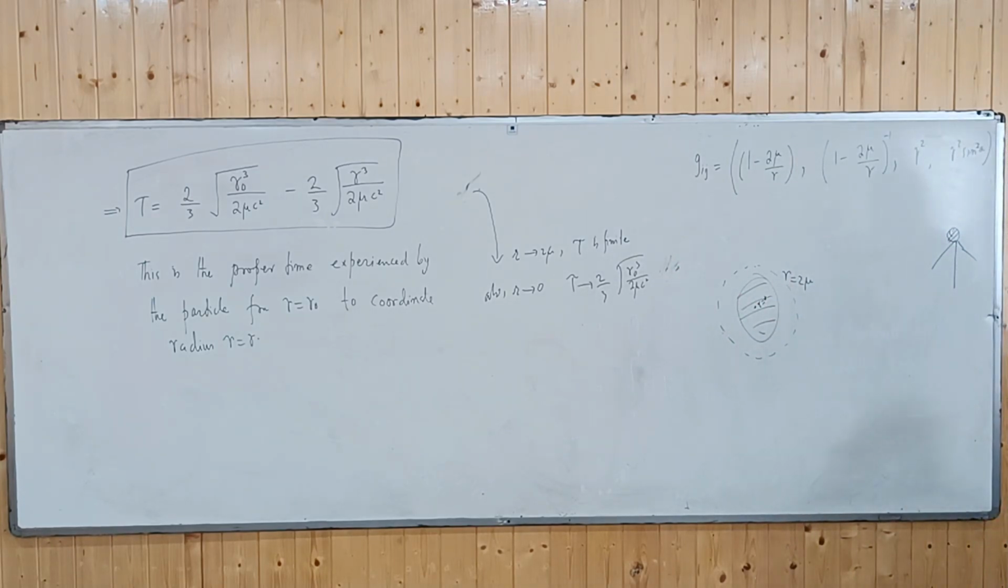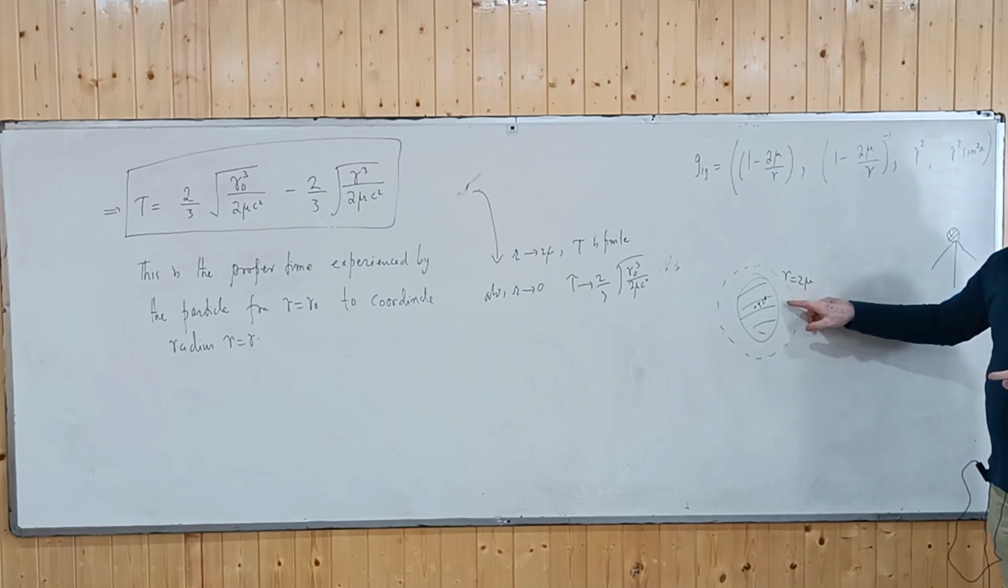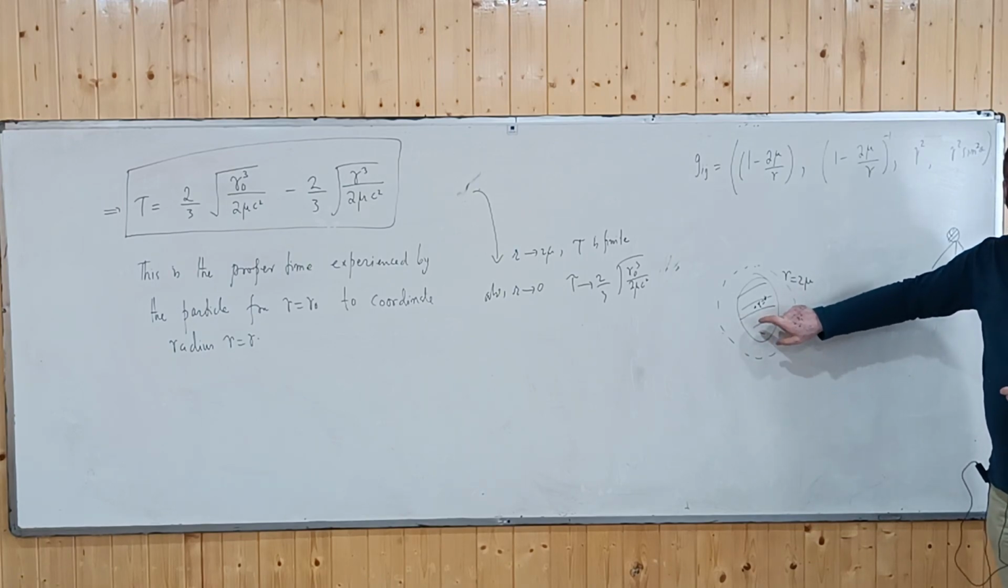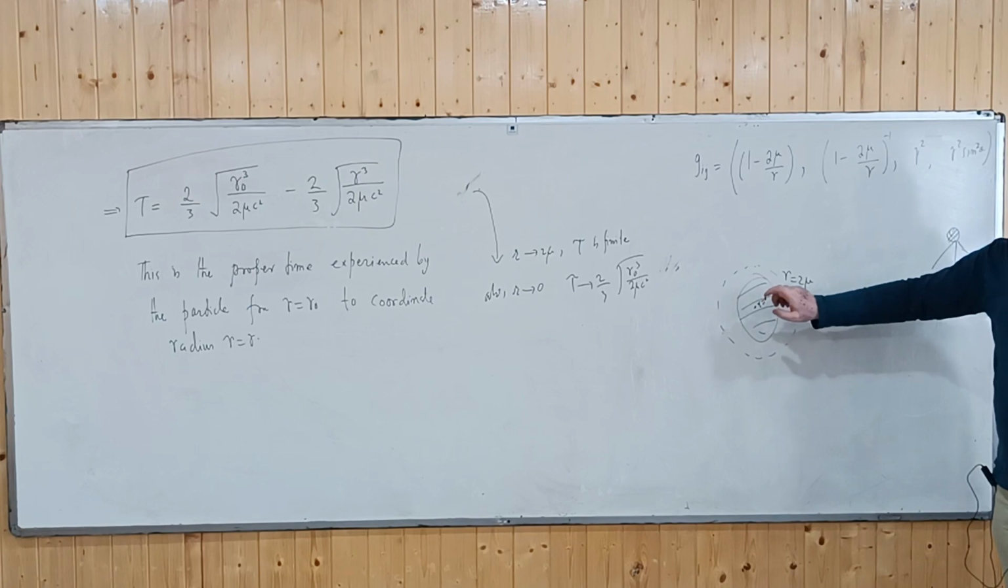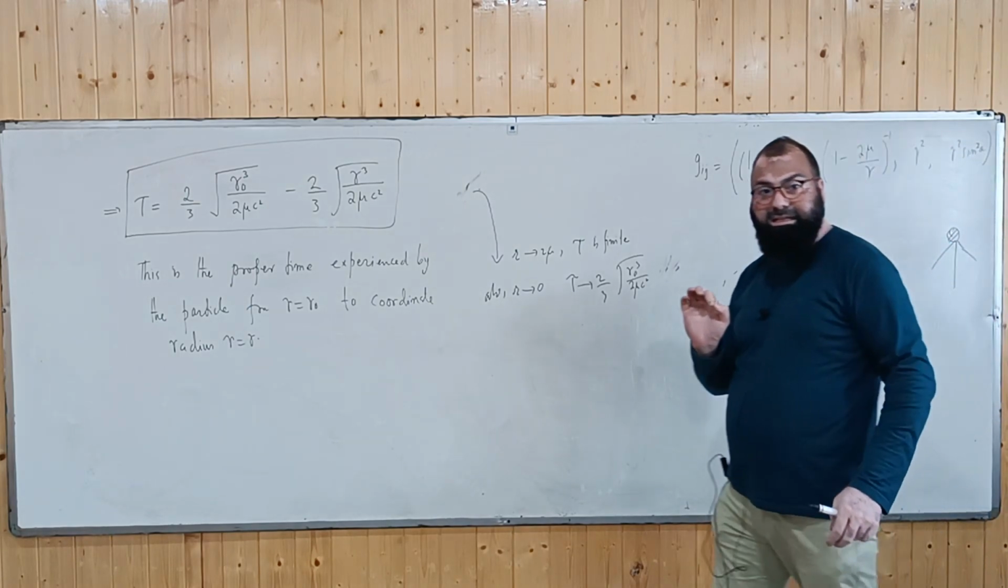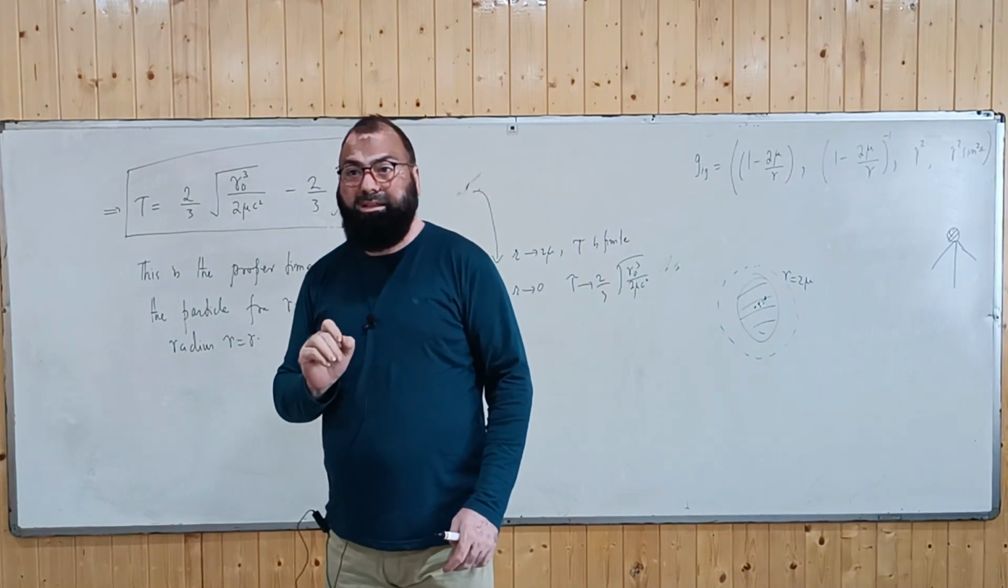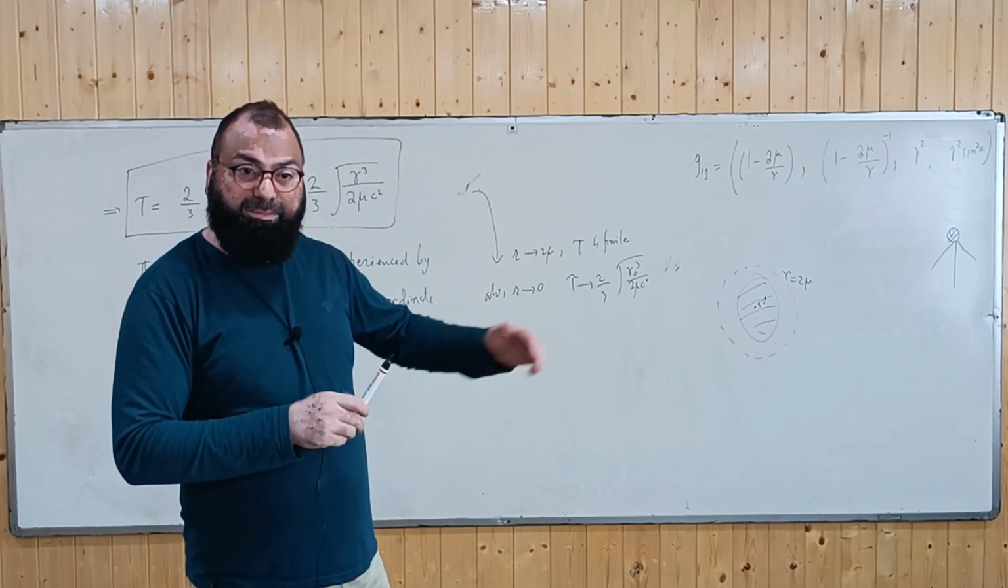So that means it takes finite proper time for an infalling observer to cross either this r equal to 2 mu or to reach the point r equal to 0. So we'll see this r equal to 0 is an actual singularity in our space time. But it takes finite proper time.